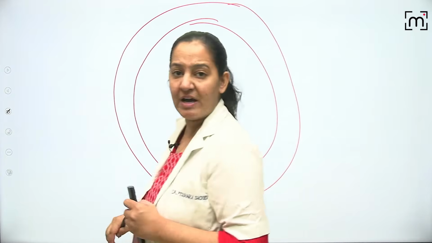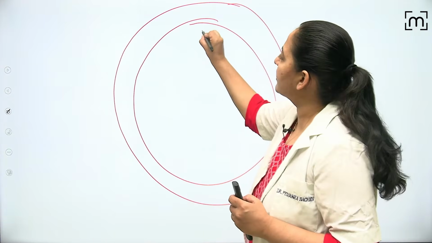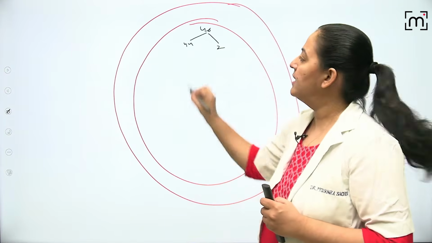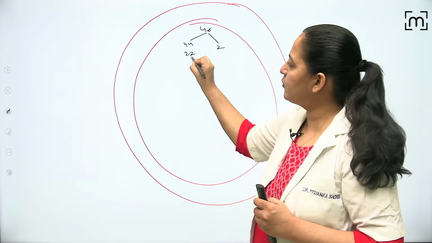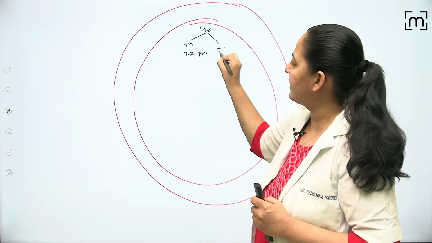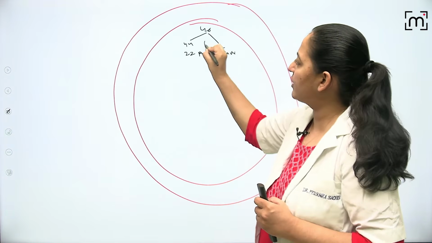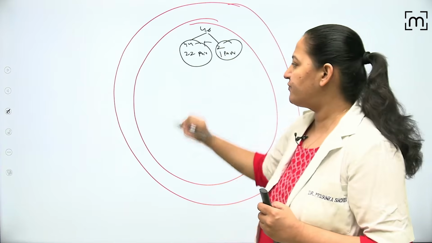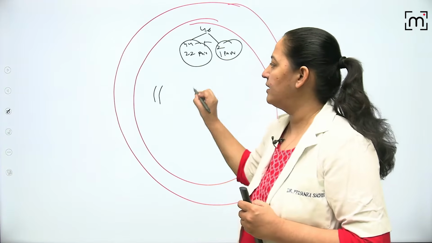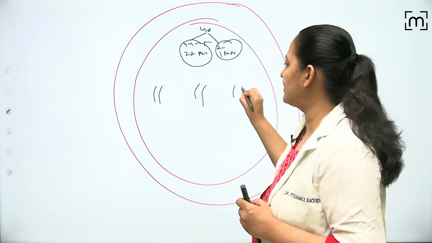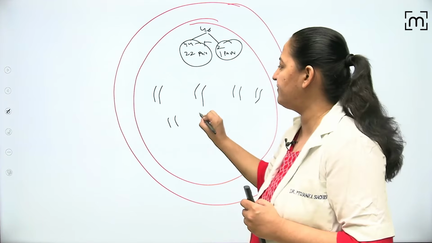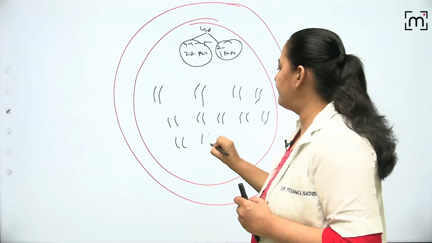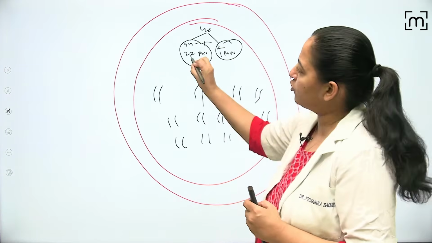How many chromosomes will I draw? Total I will draw 46 chromosomes, 44 and 2. So these are 22 pairs and this is one pair. Total 23 pairs, 44 plus 2. 44 means 22 pairs and 2 means one pair. This is pair number 1, this is pair number 2, pair number 3, pair number 4, pair number 5, 6, 7, 8, 9, 10, 11, 12, 13. Likewise, we will draw a total of 22.